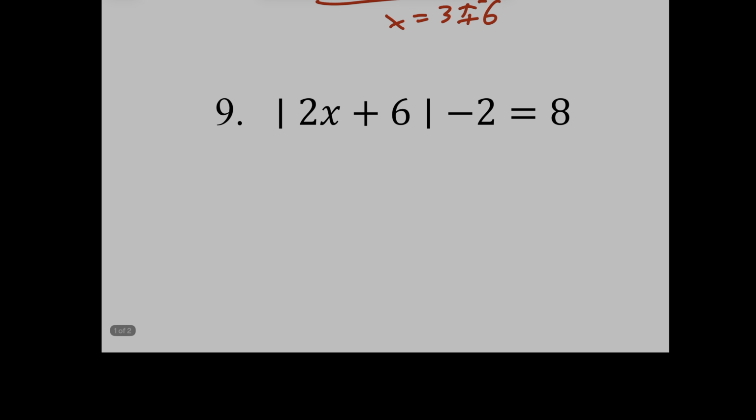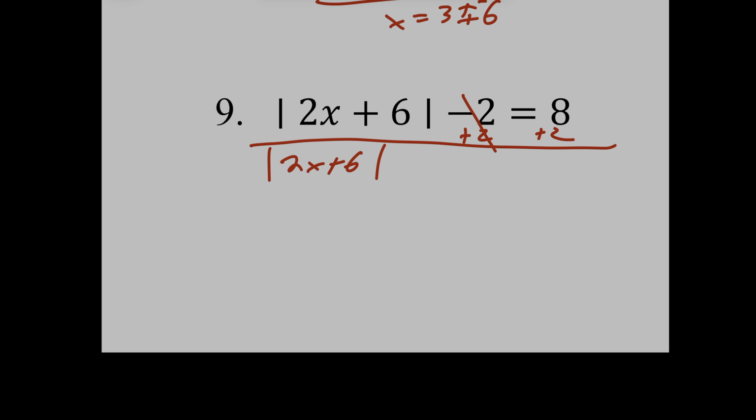Number 9, that minus 2 is what's in the way. I can't do the trick. So I'm going to have to add 2 to both sides. And now I'm going to get the absolute value of 2x plus 6, and that's going to equal 10. All right. Now, I could just take away the absolute value, no, plus or minus 10, but then there's a lot of math I still got to do with it. So it's going to be a little bit easier if I just write it twice, I think. 2x plus 6 equals 10, and 2x plus 6 equals negative 10. And then just solve it twice.